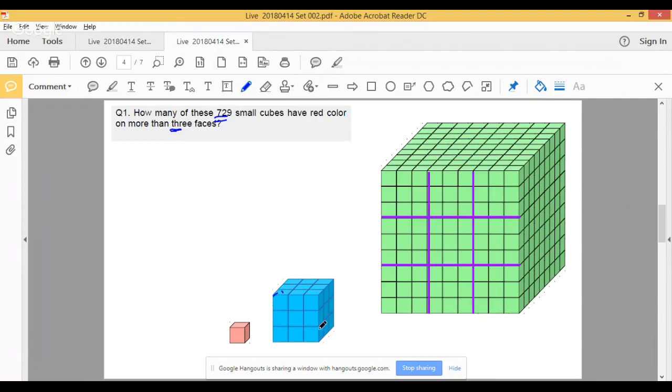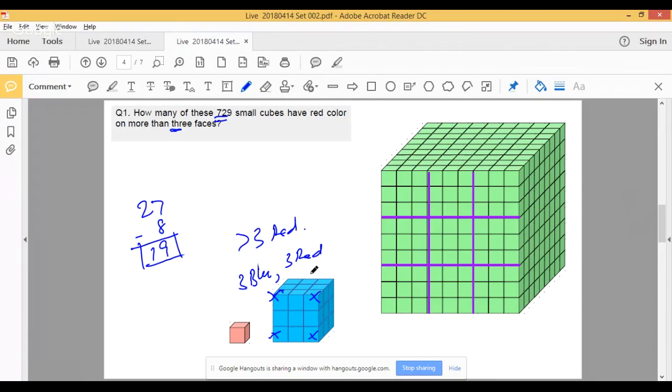In the medium sized cube, cubes which are on a corner will have 3 blue surfaces and 3 red surfaces, right? Except for these corner cubes, all the other cubes will have more than 3 red surfaces, right? So in a medium cube which has 27 cubes, take out the 8 corners. So we'll be left with 19 cubes. 19 pieces in one medium cube.